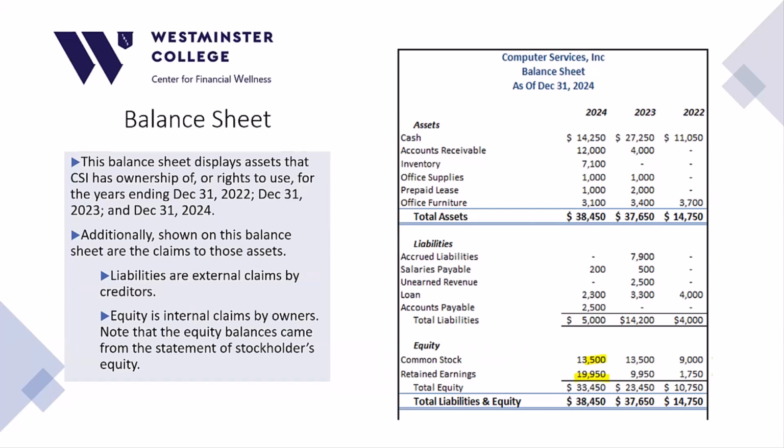Remember that this financial statement is basically just a pretty balance sheet equation. The equation assets equals liabilities plus equity must be true on the balance sheet. So here's my total assets, here's my total claims. That needs to be balanced.